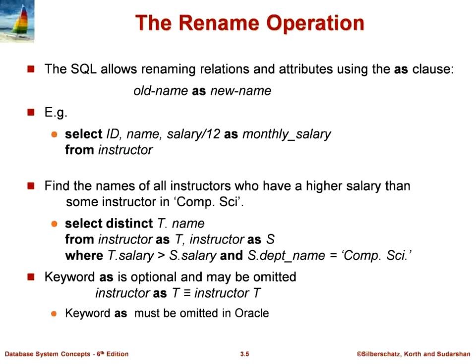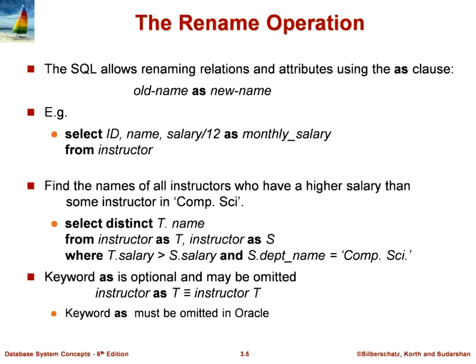The rename operation. In SQL you can rename relations and attributes using the as clause. You can replace an old name with a new name. For example, you want to select ID, name, and salary divided by 12. Salary was the annual salary, so if you divide salary by 12, it becomes monthly salary. So you want to name salary divided by 12 as monthly salary. You can replace the old name, that is salary divided by 12, with a new name, that is monthly salary, and you can use it in all the other operations.